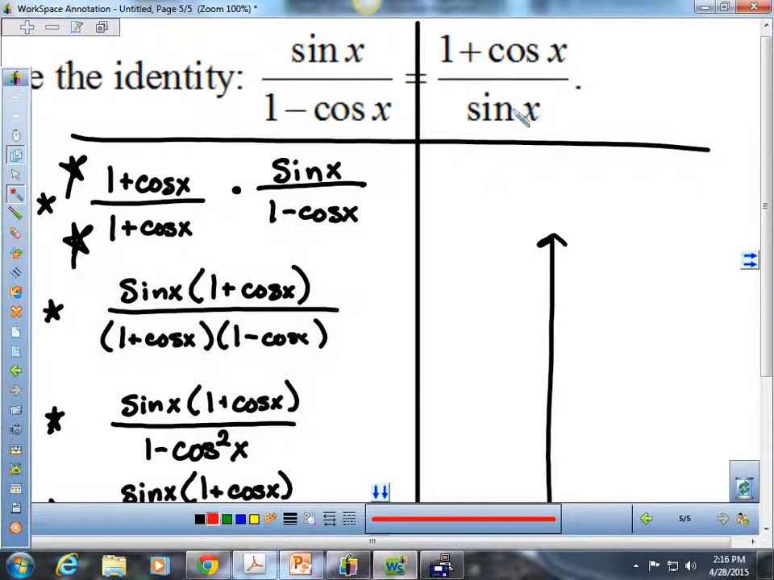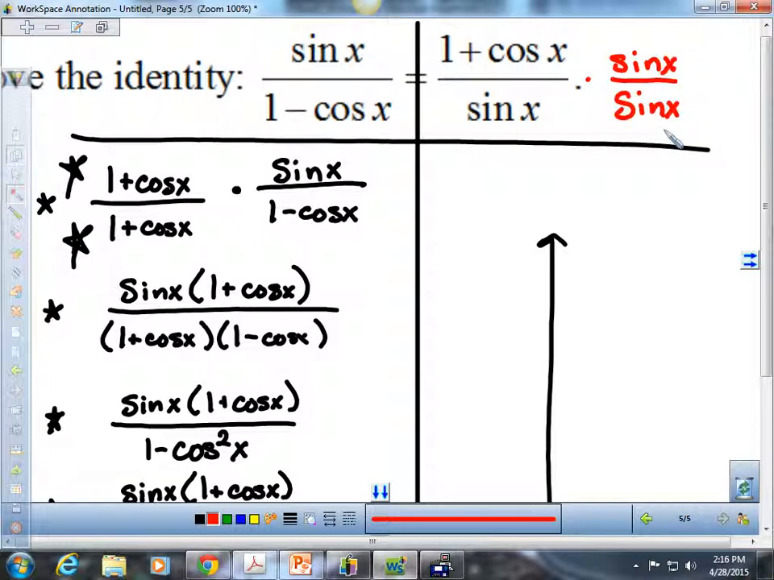Over here, I see I've got a sine x in the bottom, but I really want a sine x up on the top. So I'm again going to multiply by 1, which in this case is going to be the sine x over sine x. And so I'm going to get sine x times 1 plus cosine x over sine squared x, right? And I think, okay, well, we can cancel the sine x's out. Yeah, but what happens if you do that? You're right back where you started, right?